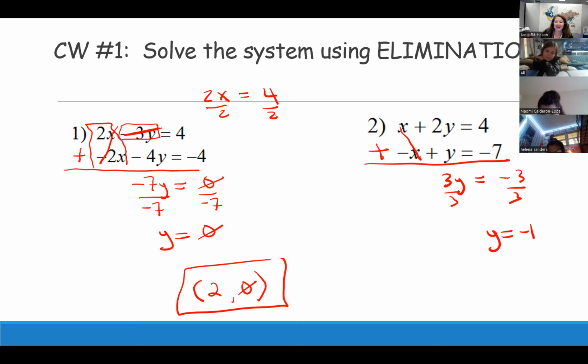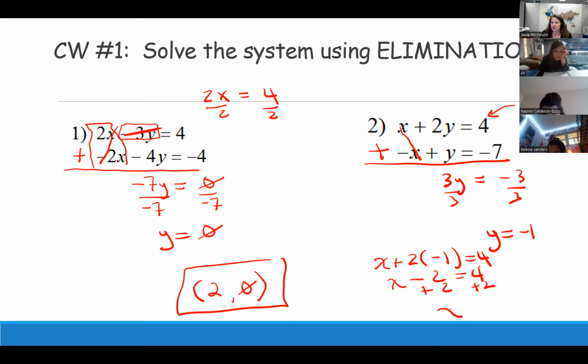So now I'm going to take my first equation and plug in -1 for y. So x plus 2 times -1 equals 4. So we have x minus 2 equals 4. Uh-oh, did I do that right? So then we're going to add 2 to both sides. And then x equals 6. That's what I got. Does anyone agree with me? Helena does not agree with me.